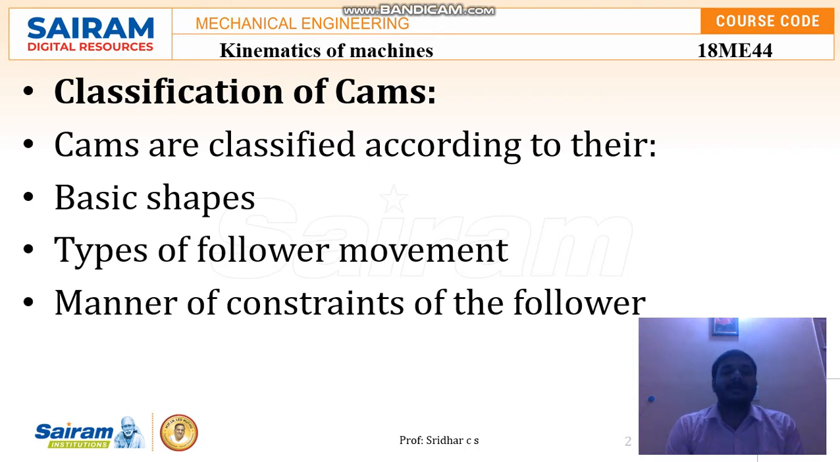Next one is types of follower movements. We have been seeing the classification of followers, but how the follower movements are linked with the types of cams. And the next one is constraints of the follower. Constraints is nothing but the movement of the follower, in which direction the follower has to move, and how the movement takes place between the followers and the cams. As we know, a cam is a rotating element, so it can produce or transmit a rotating or an oscillating motion. But the function of the follower is that it can only follow the path of the cam.